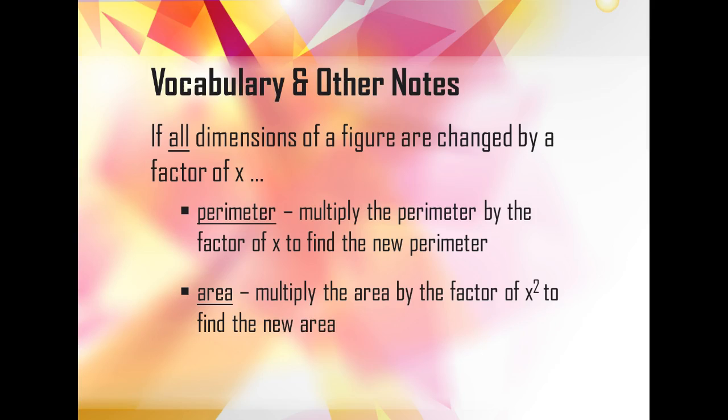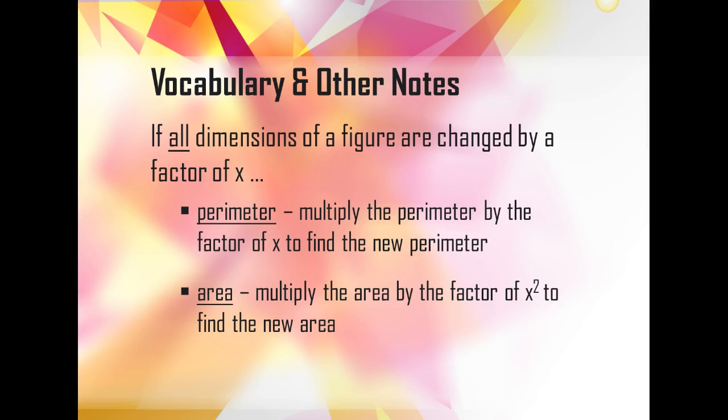So here's some additional information for your notes. If all dimensions of a figure are changed by a factor of x, you will multiply the perimeter of the original figure by that factor of x to find the perimeter of the new figure, and you will multiply the area of the original figure by that factor of x squared to find the area of the new figure.